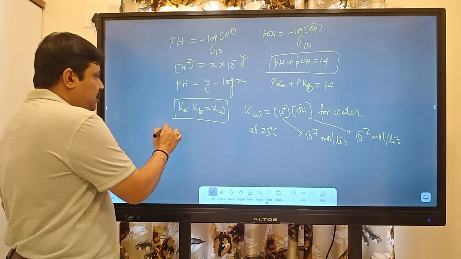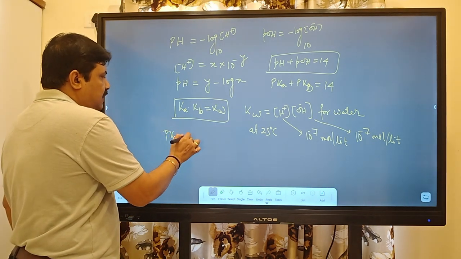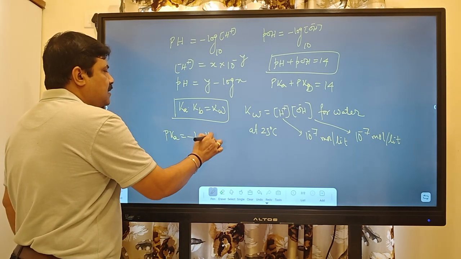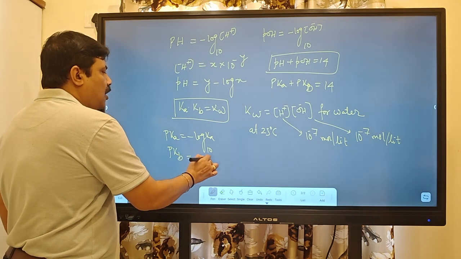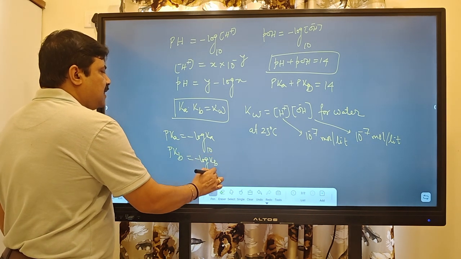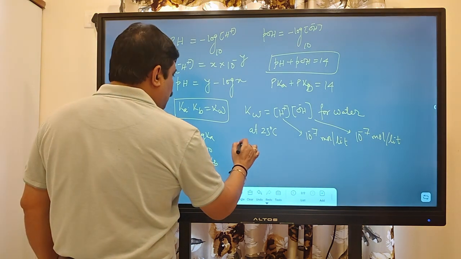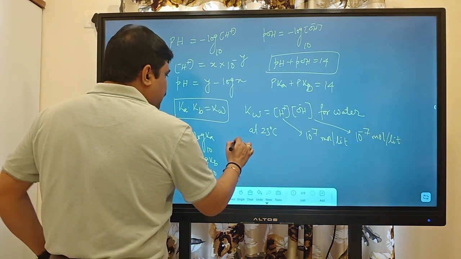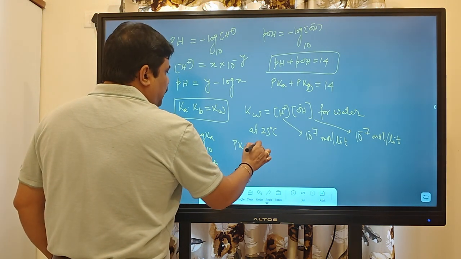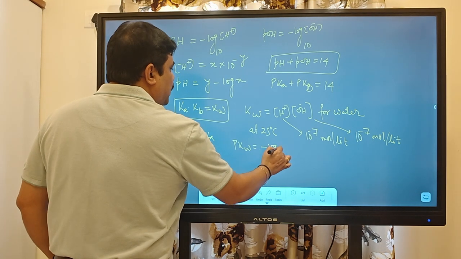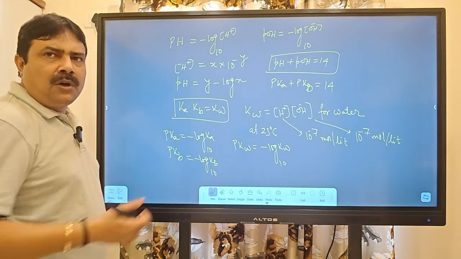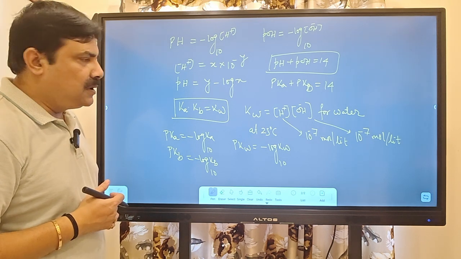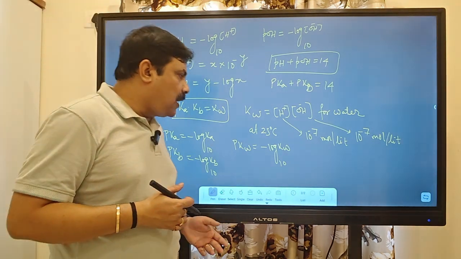Again, you need to know pKa equals minus log Ka, base 10. In the same way, pKb equals minus log Kb, base 10. You also have to solve related problems. Then pKw also equals minus log Kw, base 10. Yes or no? This basic part you always have to remember, along with related problems.